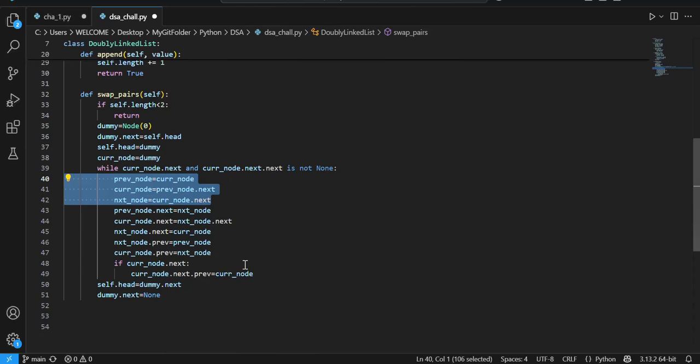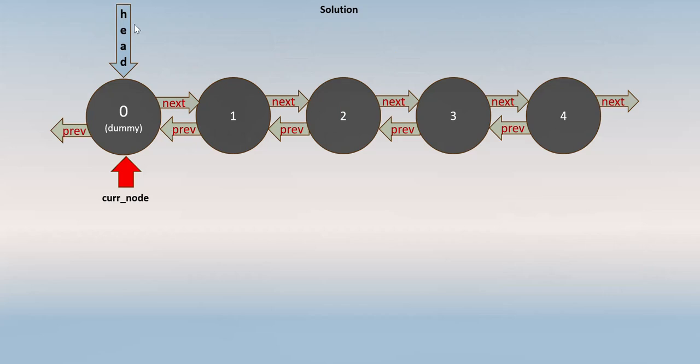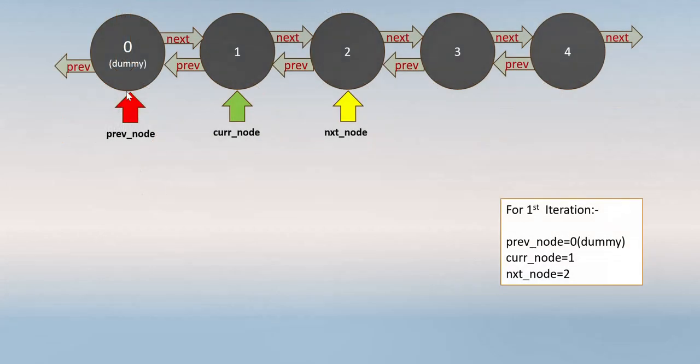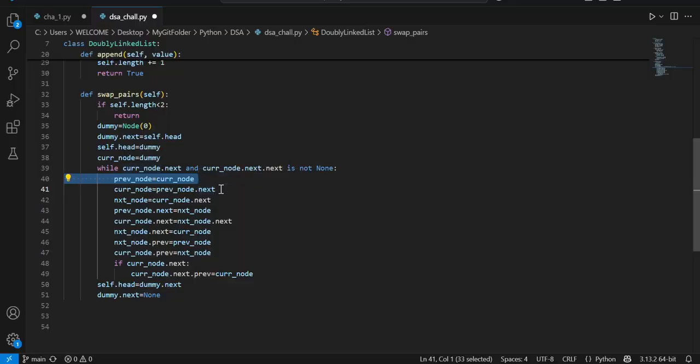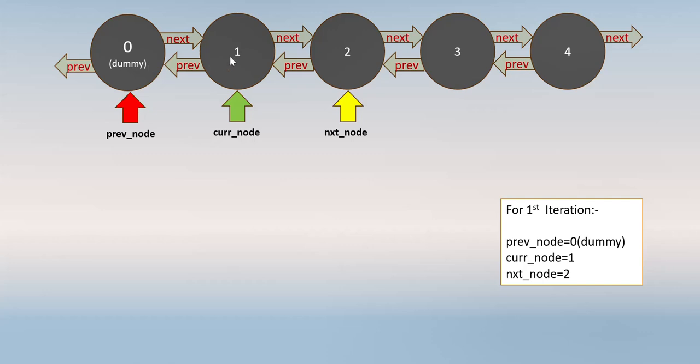So inside this while loop, we are creating 3 pointers: previous node, current node and next node. For this line, previous node will point to the same node where this current node pointer was pointing to. So earlier current node was pointing to 0, so now previous node will point to 0. Now for this line, current node will point to 0 dot next, which is nothing but 1. So current node is this green pointer which is pointing to 1.